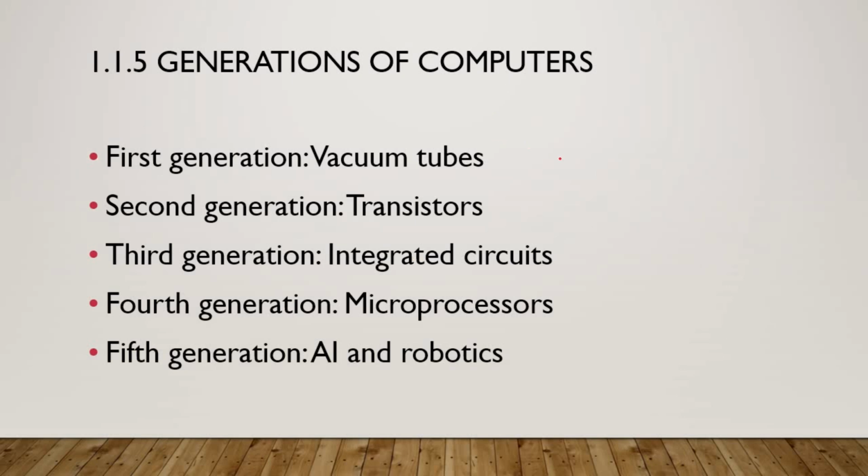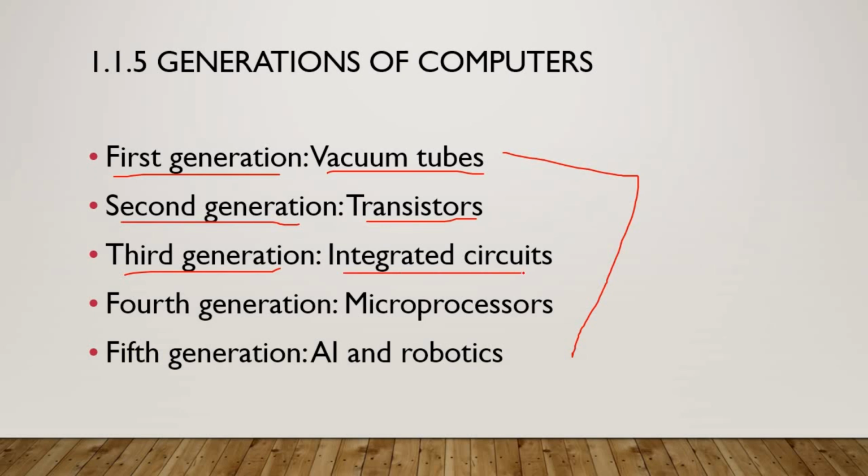So, on the generations of computers, this is a kind of summary. The first generation is known for its vacuum tube technology. The second generation is known for its underlying technology, transistors. The third generation is known for integrated circuits. And the fourth generation is microprocessors. And AI, machine learning, quantum computing, and robotics are the major features of the latest generations of computers.